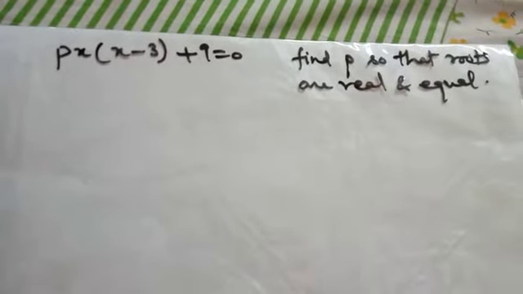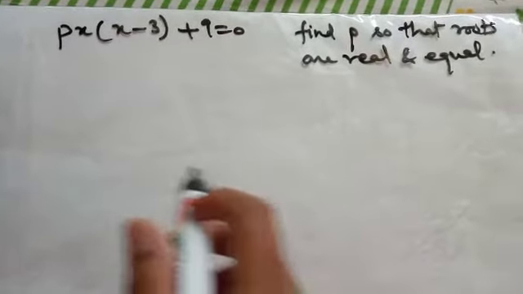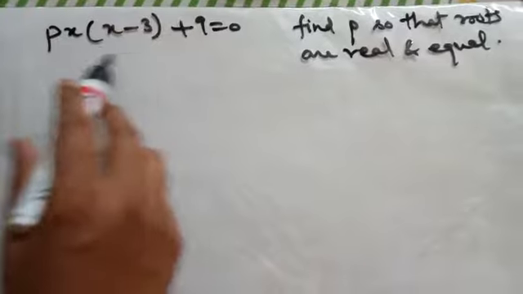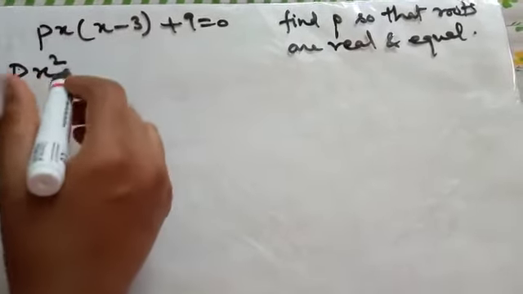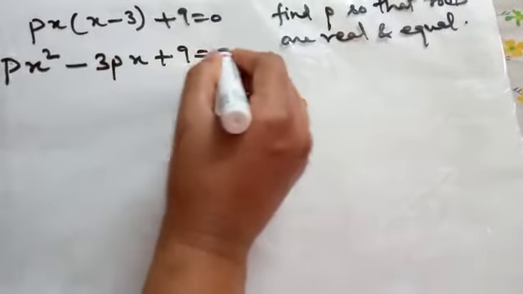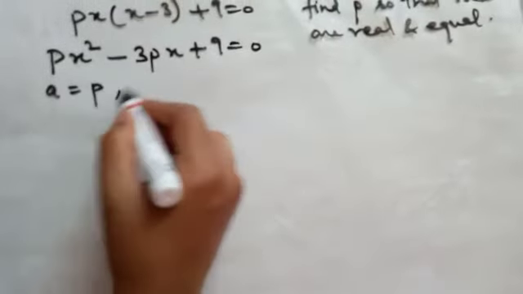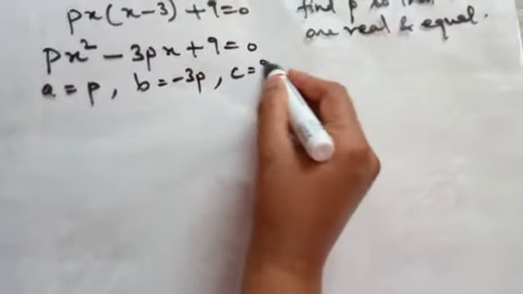Take one more question. px into x minus 3 plus 9 is equal to 0. Find the value of p so that the roots are real and equal. Now since this is not in the form of a quadratic equation, we have to reduce it to standard form. px square minus 3px plus 9 is equal to 0. So now it is in standard form. a is equal to p, b is equal to minus 3p and c is equal to 9.